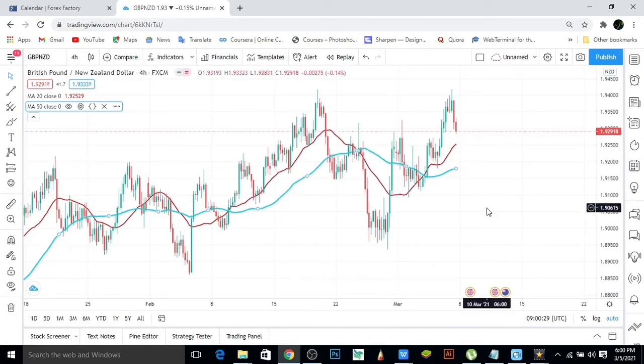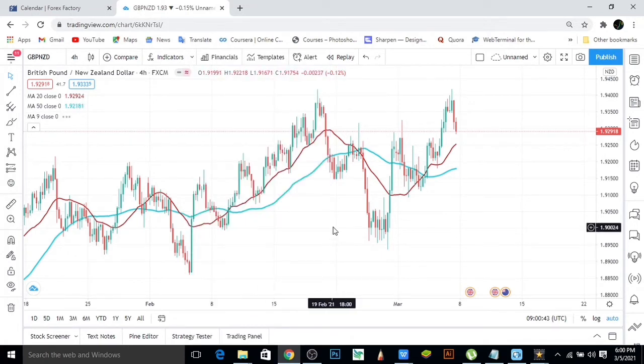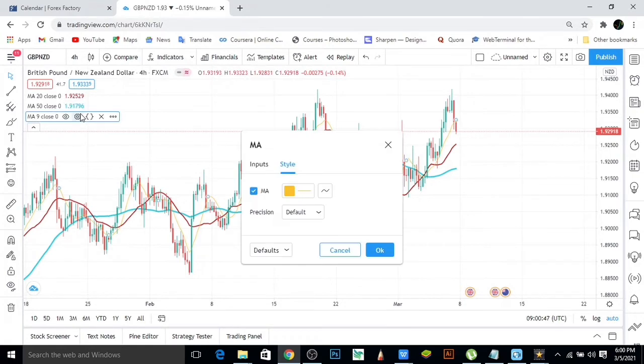Okay, yeah. Now you also want to know the 200 moving average, right? Let me add the 200 moving average here. So I'll adjust the settings here. 200.